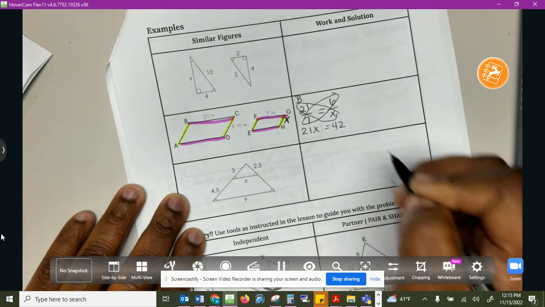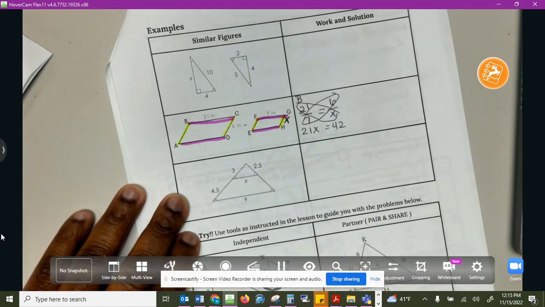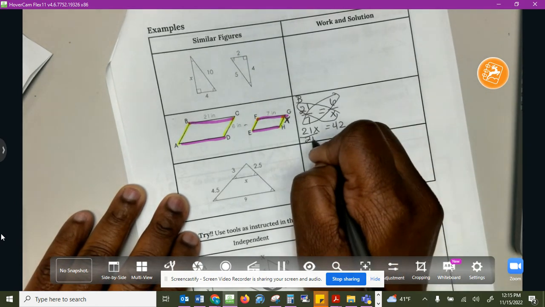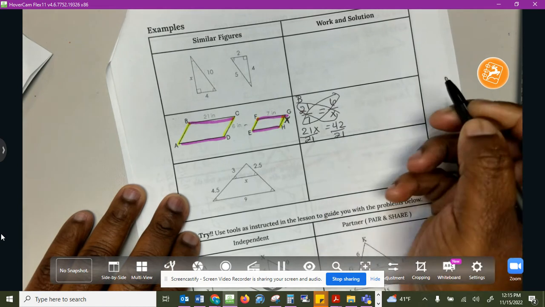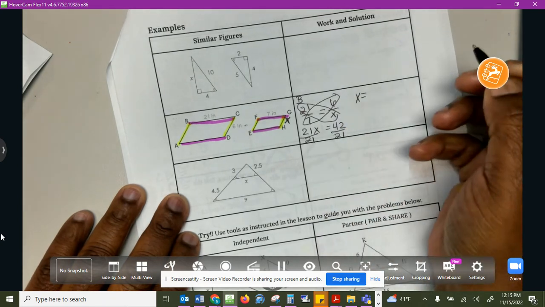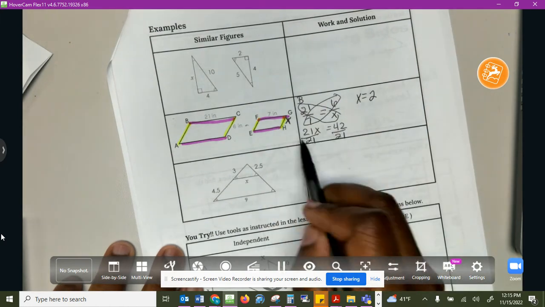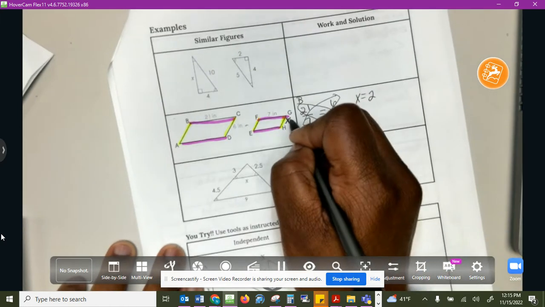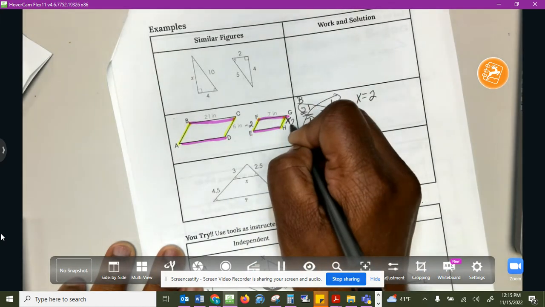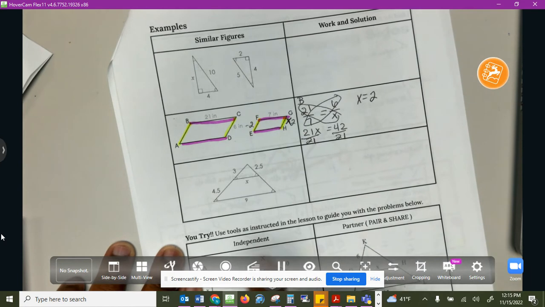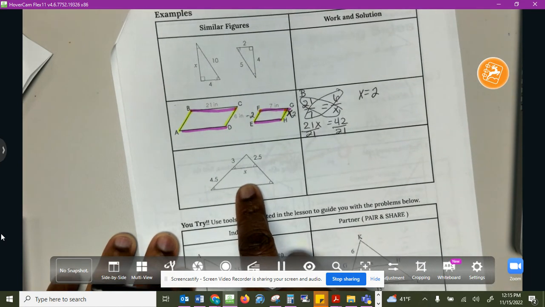So 21x equals 42. Now I need to solve for x by dividing both sides by 21. And when I do that, I get x equals 2. So that means this side here is 2. That's all that means. Let's try the next one.